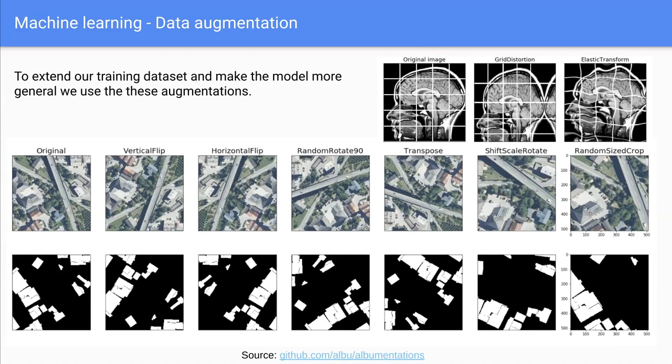These are the augmentations we used: different flips and rotations, a bit of zoom in, zoom out, elastic deformations and grid distortions. Basically just trying to stretch out the data set as much as possible. At the end, we had about 1,000 tiles, so 1,000 square kilometers, labeled.